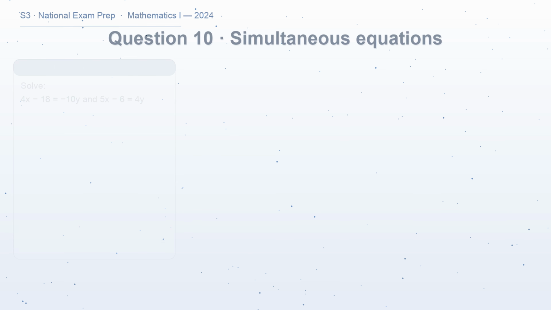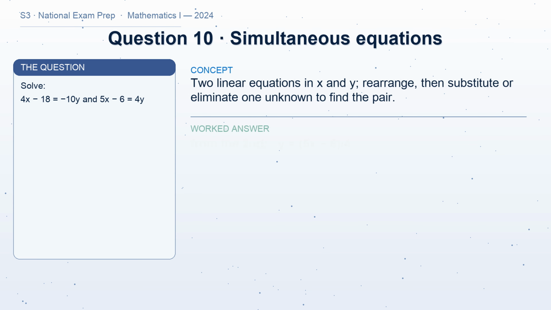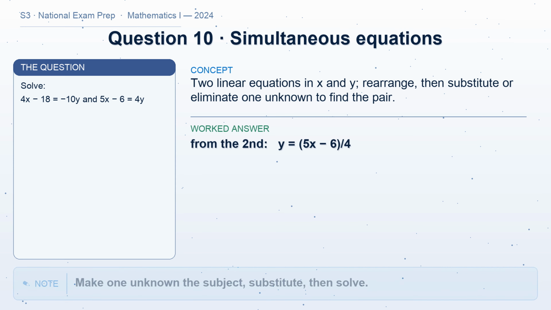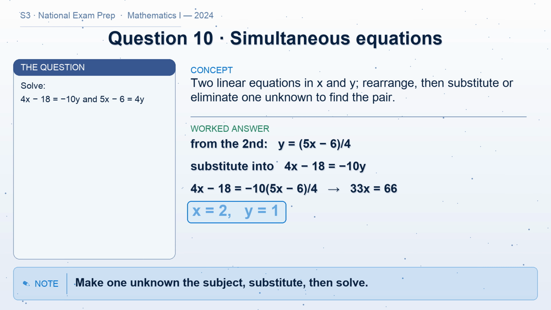Question 10. Solve the pair 4x minus 18 equals minus 10y and 5x minus 6 equals 4y. We have two linear equations, so we make one unknown the subject and substitute it into the other. From the second equation, y is 5x minus 6 all over 4. Substitute that into the first, 4x minus 18 equals minus 10y. This tidies to 33x equals 66, so x is 2. Putting x equals 2 back gives y equals 1, so x is 2 and y is 1.